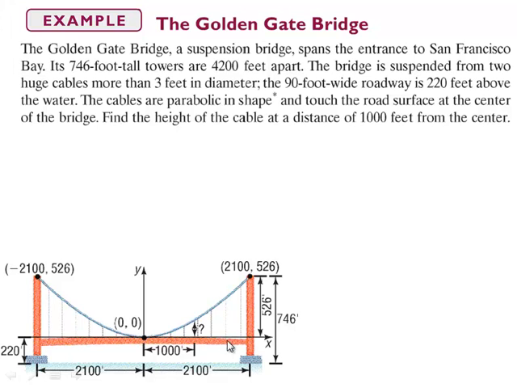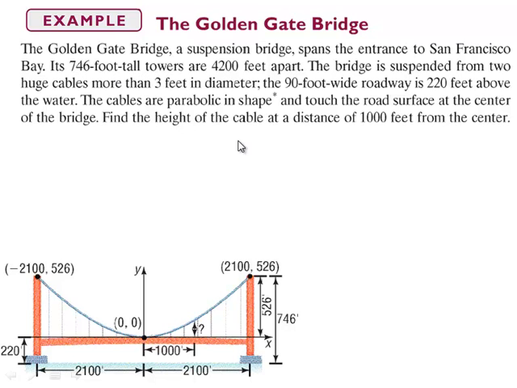Here's a section of the Golden Gate Bridge. Here's the two towers there. The towers are 4,200 feet apart. So if you were to set up a little coordinate system, you can have the y-axis going vertically through where the vertex of that parabolic arch is. And then, of course, half of the 4,200 is 2,100. So you go 2,100 to the left, 2,100 to the right to get to your two towers. And we're told that the towers are 746 feet tall.